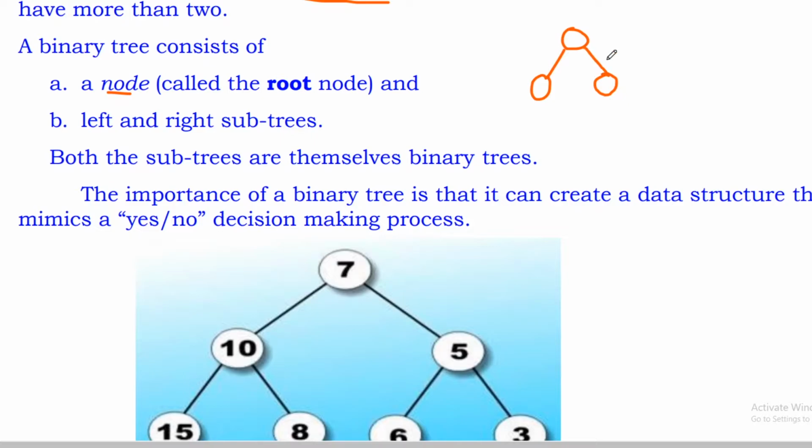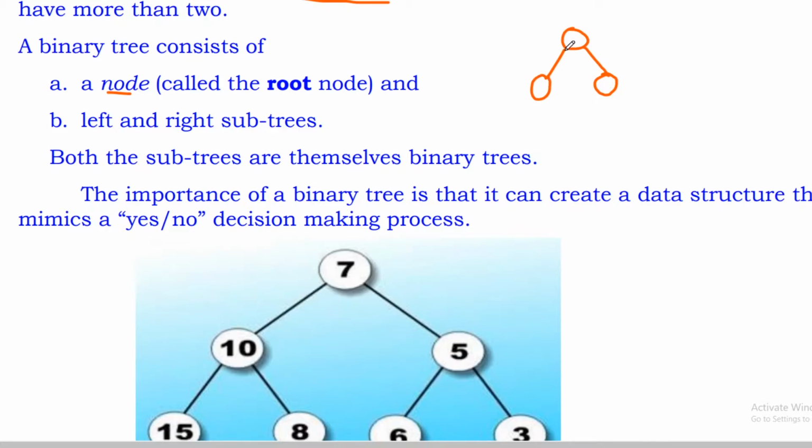Only these three. So apart from this, we cannot have anything. Both subtrees are themselves binary trees. So this can also be defined as a binary tree. This cannot have 3. It can have 1 or it can have 2. So that is what we call a binary tree.